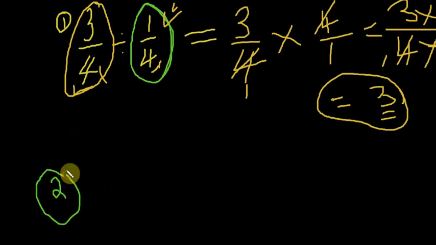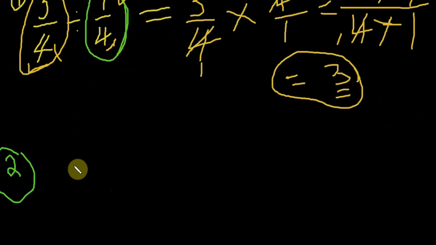So for the second one, let's say 1 over 2, let's say 3 divided by 1 over 2.